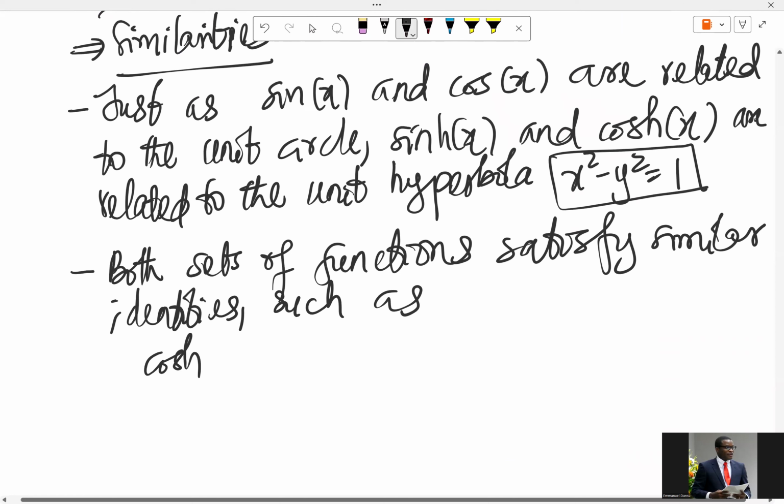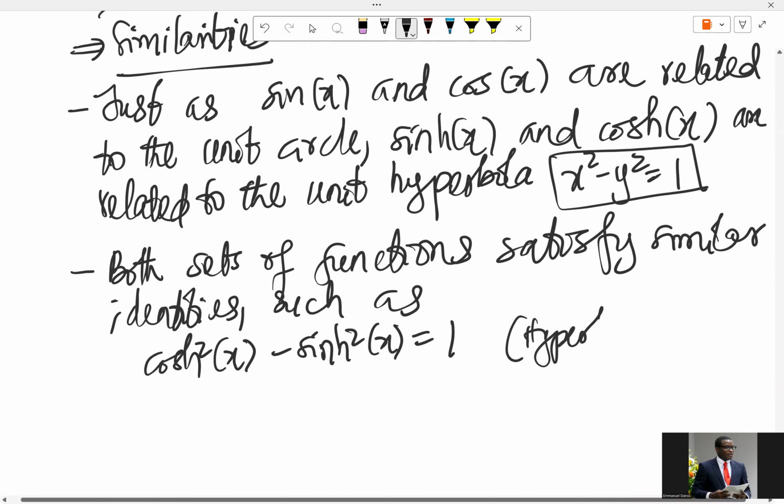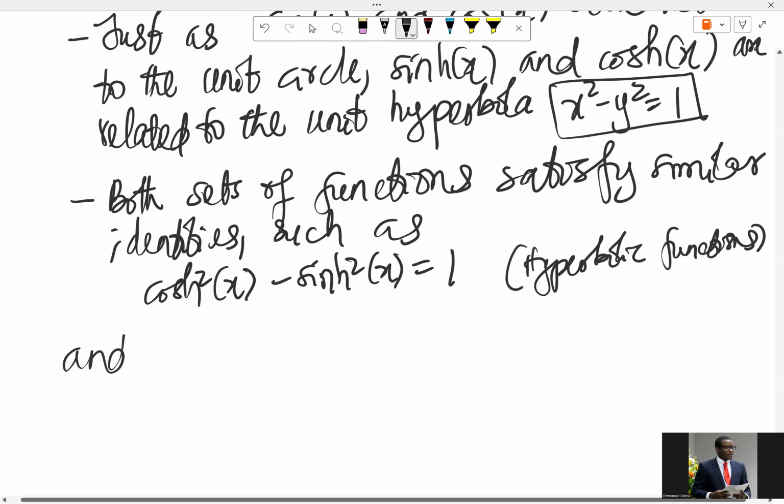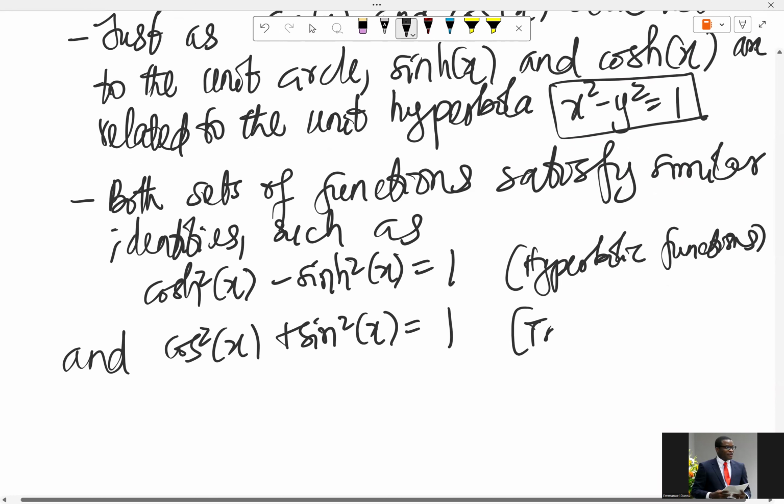Such as cosh squared x minus sinh squared x equals 1. This is for the hyperbolic functions. Then, cos squared x plus sine squared x equals 1. This is for the trigonometric functions. Okay. So that's in terms of similarities.